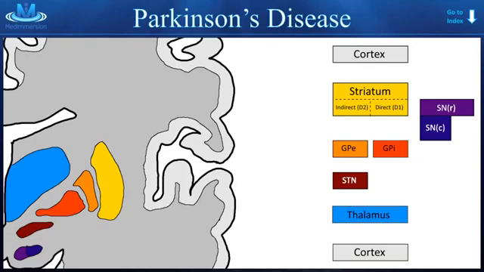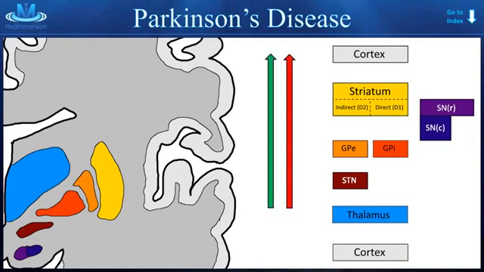Also, I should point out that there are multiple neurotransmitters in these pathways. But I'm not going to be talking about the different transmitters. I'm just going to be saying, is it stimulatory or is it inhibitory? And I'm going to use green arrows if it stimulates something and red arrows if it inhibits something.